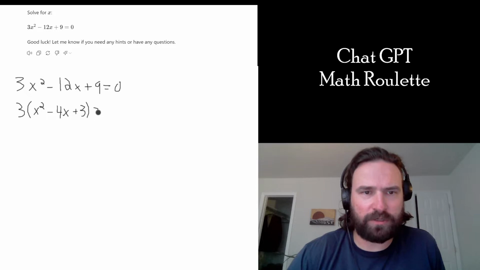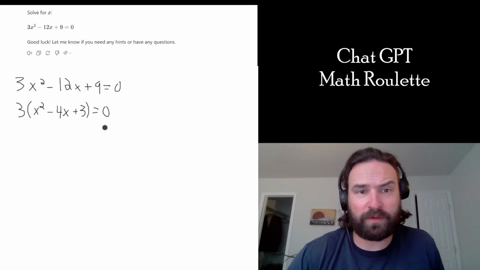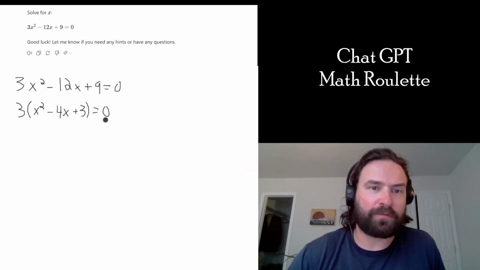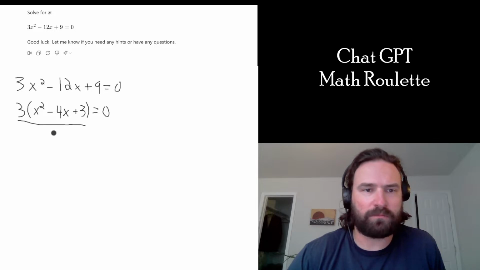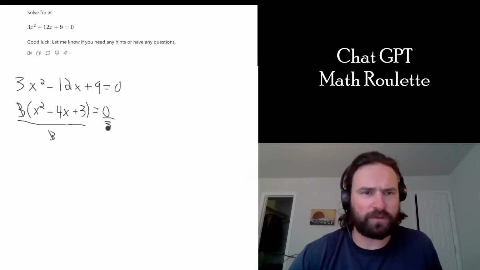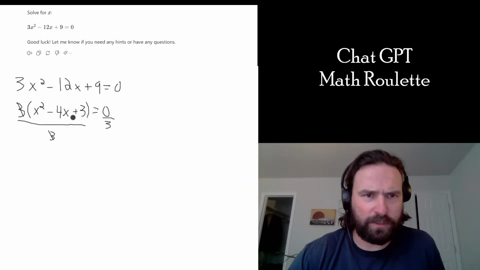So this equals 0. In terms of solving this equation, we can kind of forget about the 3 because we're trying to figure out what x equals. We can divide both sides by 3 and the 3 just goes away, because no matter what you divide 0 by, it's still 0. So we're left with this equation right here.